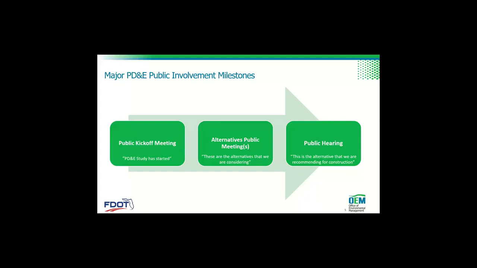And then alternative public meetings are generally what we call public information meetings, where people can come in and talk to staff and learn about the alternatives we're considering. There's usually a presentation given in an alternatives meeting. And then the public hearing is where we present the alternative we are recommending for construction, after talking to the public and all our different stakeholders.